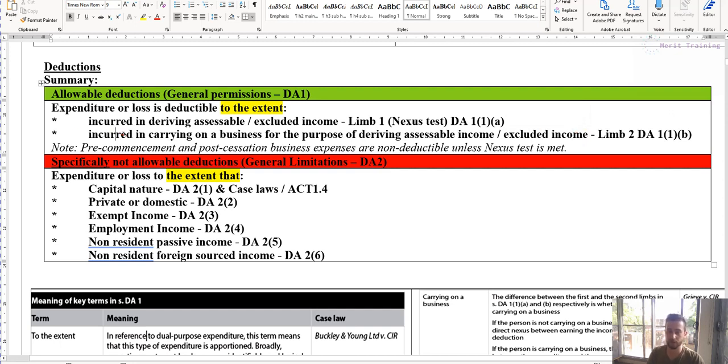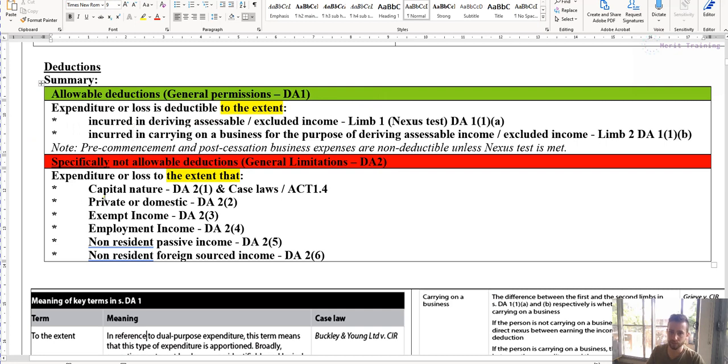Alternatively, if you're an accountant and you work for a professional accounting firm and you need, let's say, self-education expenses, and this is just a requirement of your job, then yes, that would be deductible under the first limb, because you need that in order to generate income under limb 1.